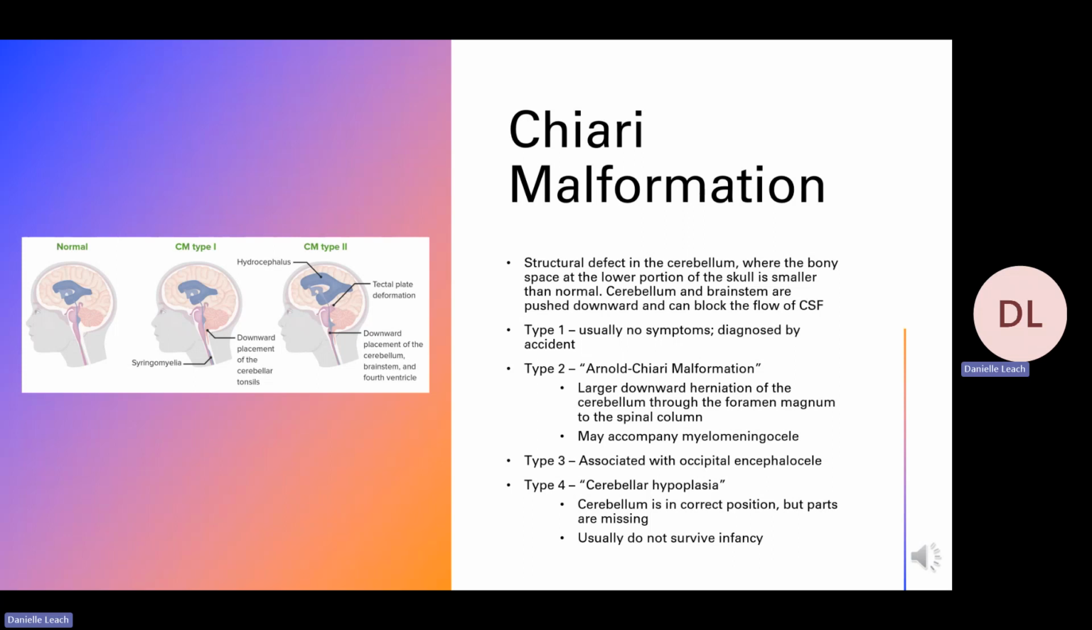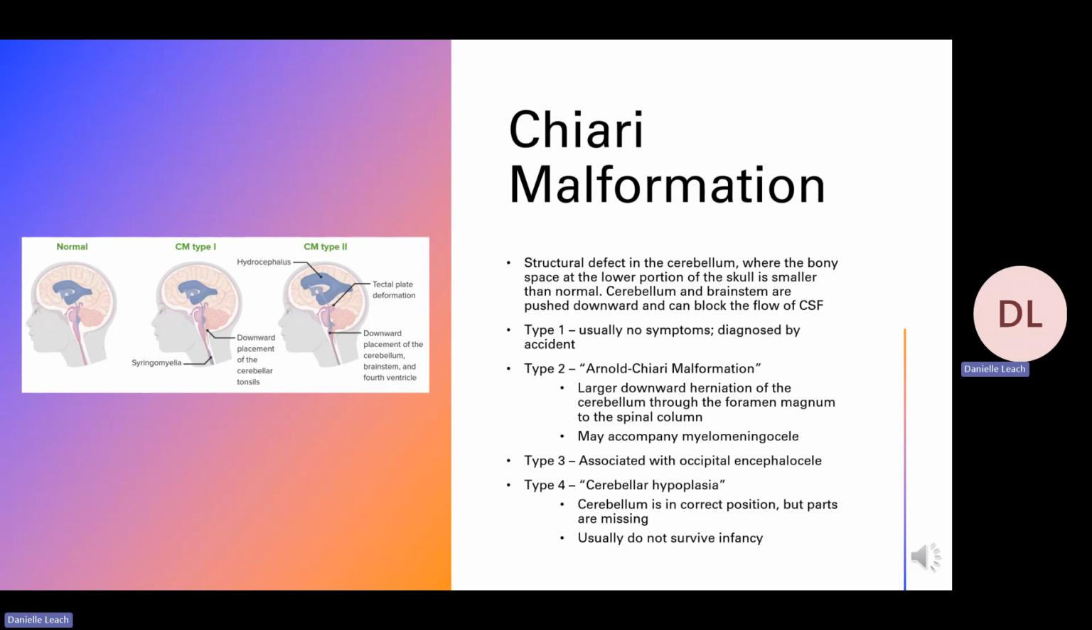Type 3, it's just a little bit worse, so these sort of get worse from type 1 to type 4. Type 3 is associated with occipital encephalocele, so the encephalocele that is basically in the back of the skull. So this type 3, again, if the baby is born with this type of encephalocele, they have an MRI and it may show that they have Chiari malformation type 3.